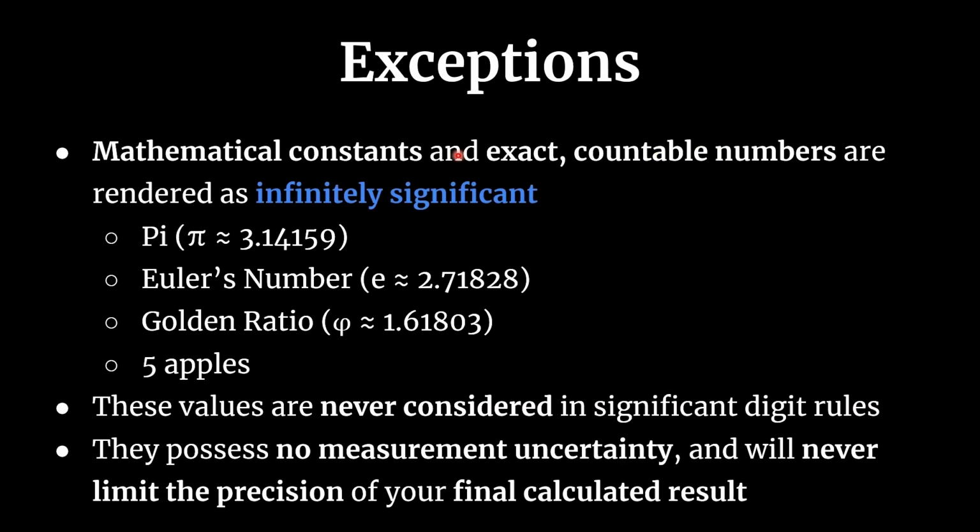What about some exceptions to the rule? Well, mathematical constants and exact countable numbers are rendered as infinitely significant. So things like pi, Euler's number, the golden ratio, or if you were to physically count 5 apples. These values are never considered in significant digit rules, and this is because they possess no measurement uncertainty and will never limit the precision of your final calculated result.